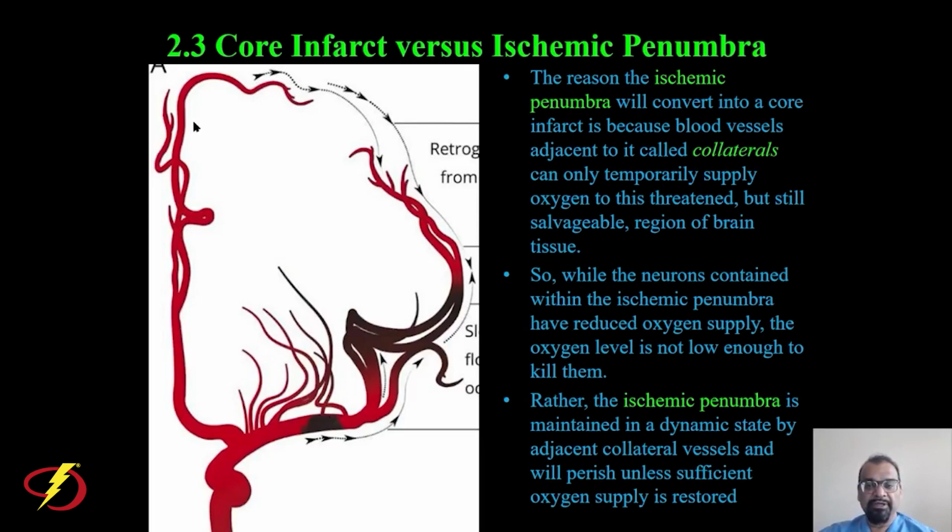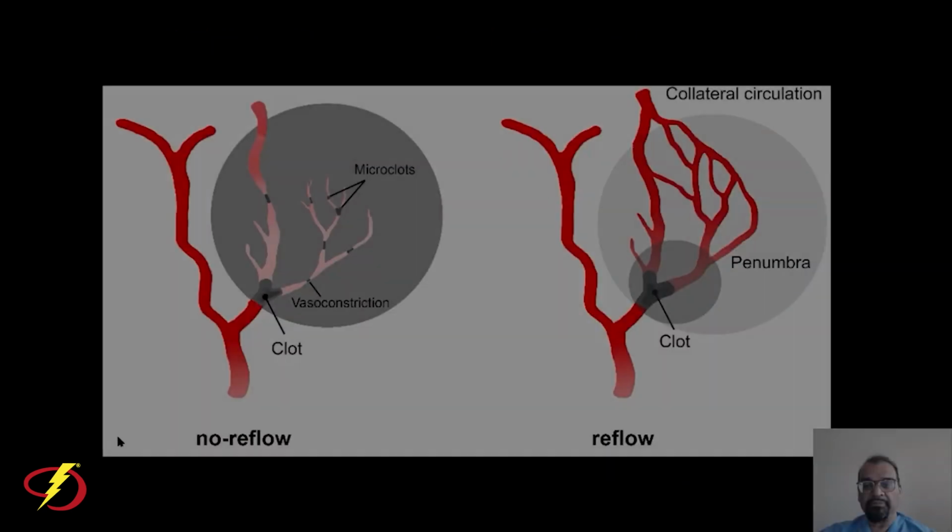However, look what's happening up here. We're having collaterals, again, from the anterior cerebral artery to the middle cerebral artery. This collateral circulation maintains this ischemic penumbra. And the reason this is so important is this collateral circulation can only last for a temporary amount of time. We don't know how long it lasts. In some people it might be minutes, in some people it might be hours, and in some people it might even be days. But because we don't know how long this collateral circulation will support the ischemic penumbra, we have to intervene as quickly as possible.